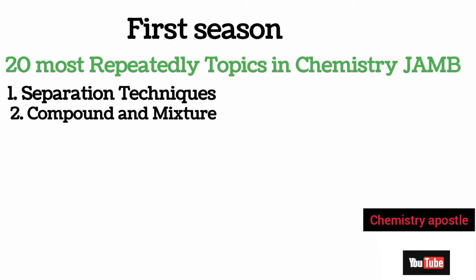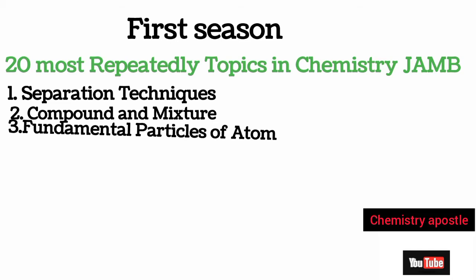Another one is compound and mixture: examples of compound, then examples of mixture. We use separation techniques to separate mixtures, and before we use any separation technique, the mixture must possess a specific physical property like density, boiling point and melting point.